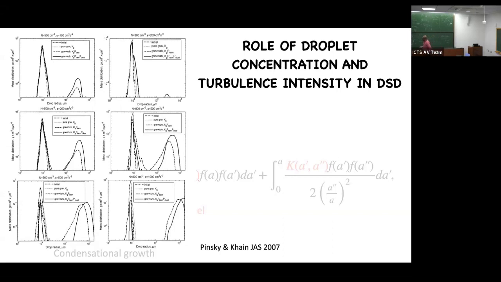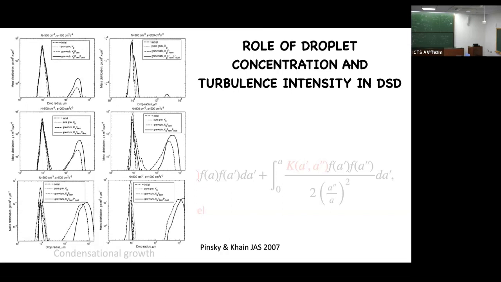So this is one such work done by Pinsky and Khain in 2007, where they started with a distribution. The distribution is on the left side, the peaky triangular one that you see. They played with two parameters. One is the number of drops that are there initially, the number density, and the other is the turbulence intensity. The bottom ones are the ones where the turbulence intensity is higher. It's not very easy to read, but 1000 centimeters squared per second cubed is the bottom right one, and the top one on the left is 100. So the turbulence intensity is increasing if you move along the diagonal.